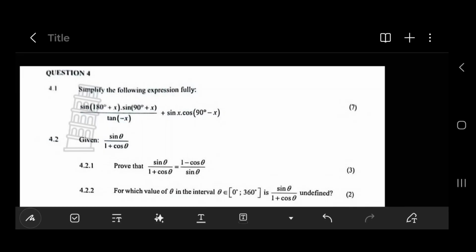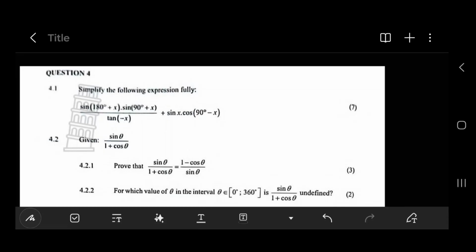Now these kind of questions where you need to simplify test you on all your knowledge of trig. So make sure you have a good understanding of reduction formula, of special angles like the previous question that we did, negative angles as well, and the CAST diagram so that you're able to know in which quadrants which trig ratios are positive.